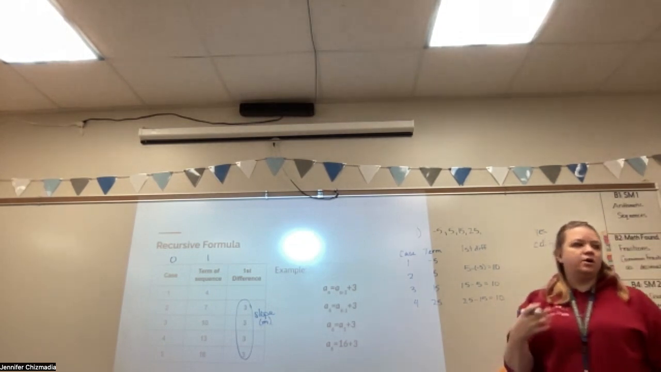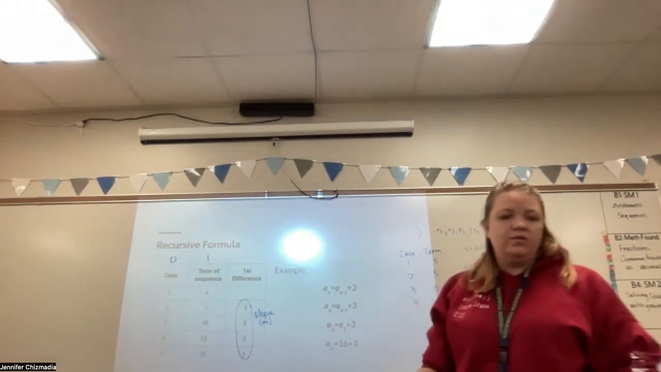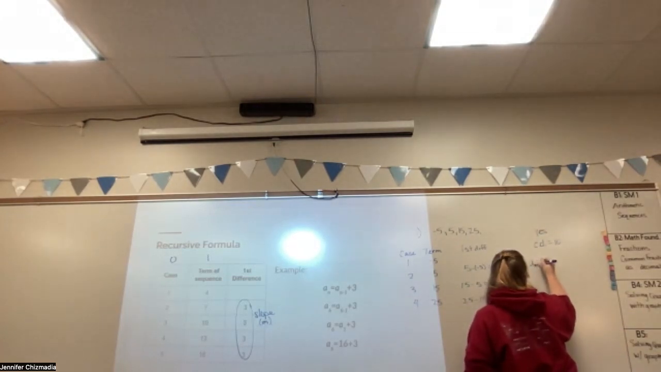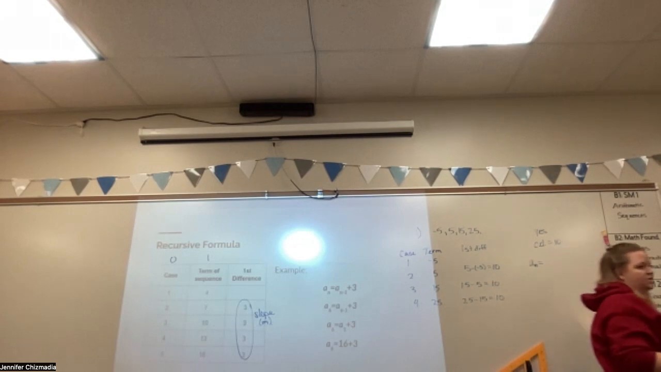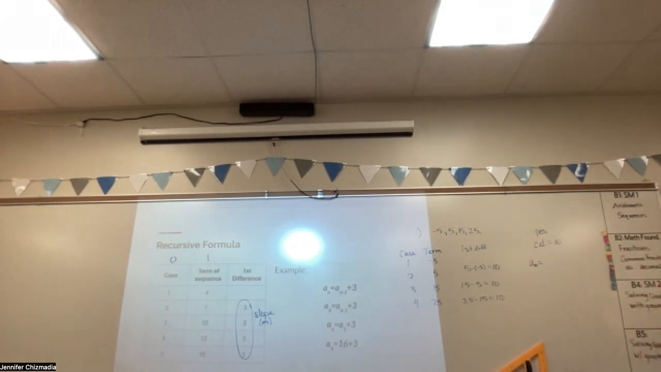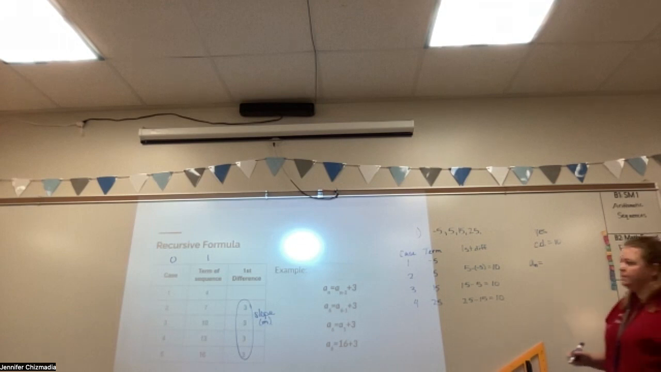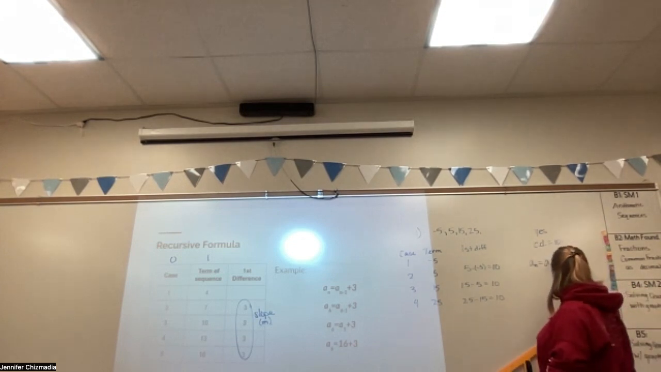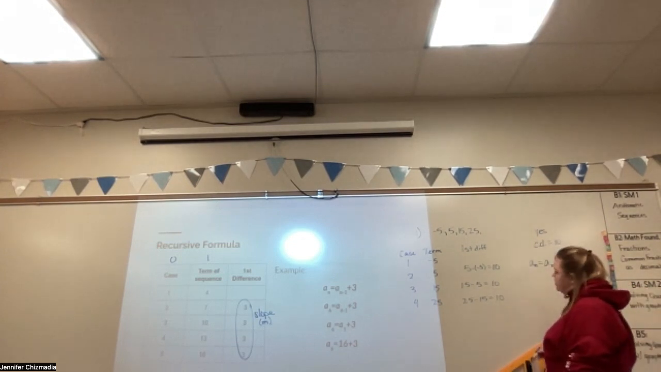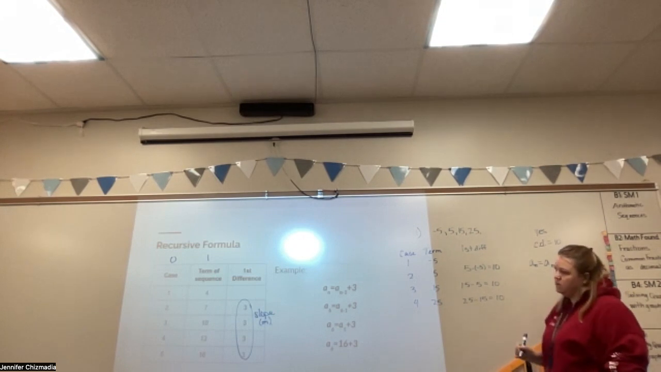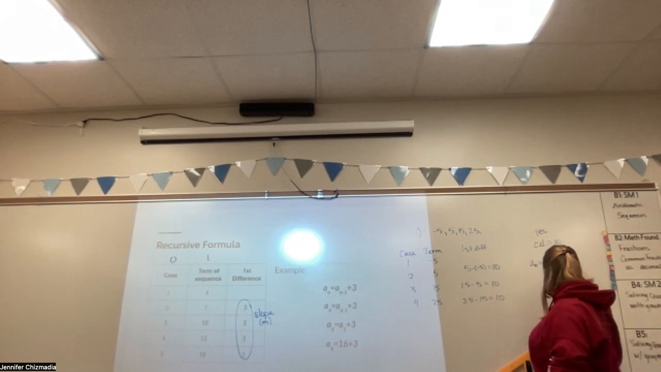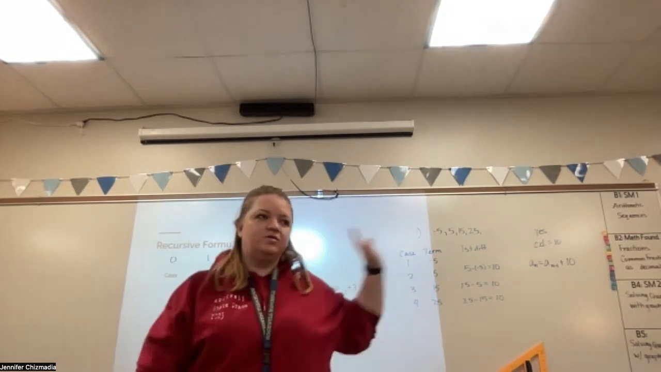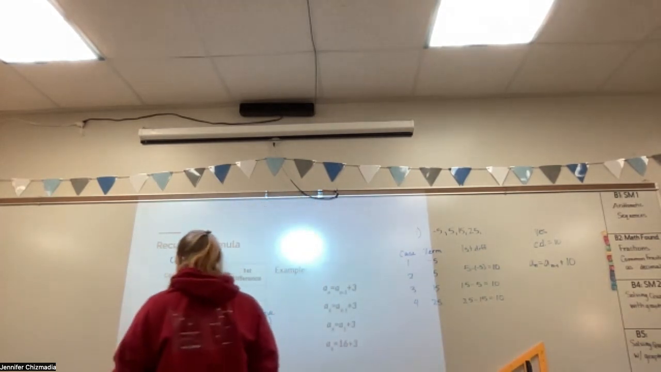Okay, so if I'm looking at my recursive formula, we've got a formula for that. It says that a sub n equals, what does it say? A sub n minus 1, plus 3. Is it plus 3 this time? Plus 10, plus our common difference. That's all you have to do, just plug the numbers into the formula. Not so bad, right?